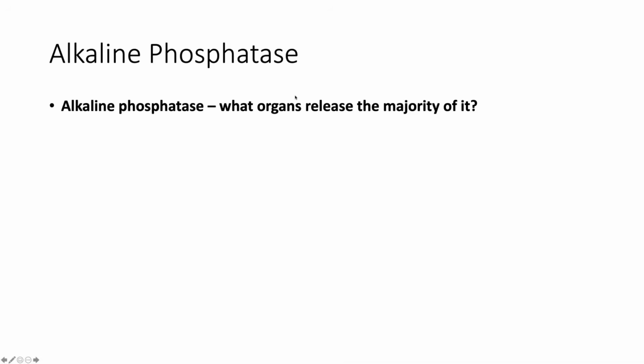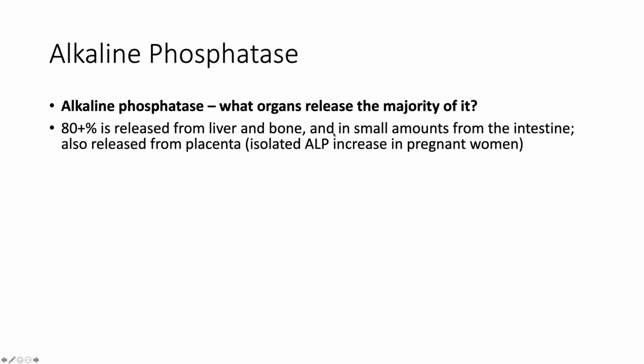So Paula, alkaline phosphatase, right? What organs release the majority of it? Saba? Is it the bone and gallbladder? Oh, pretty much. Not necessarily gallbladder. It's actually liver, which I was actually surprised with.